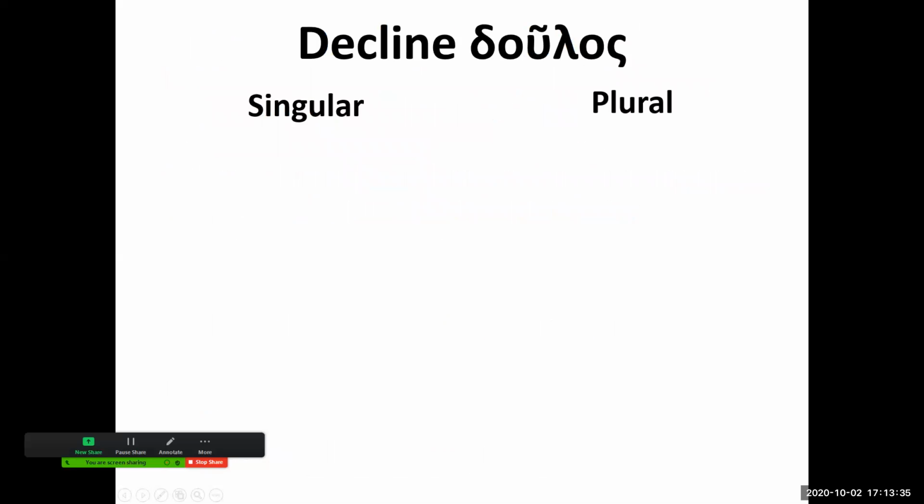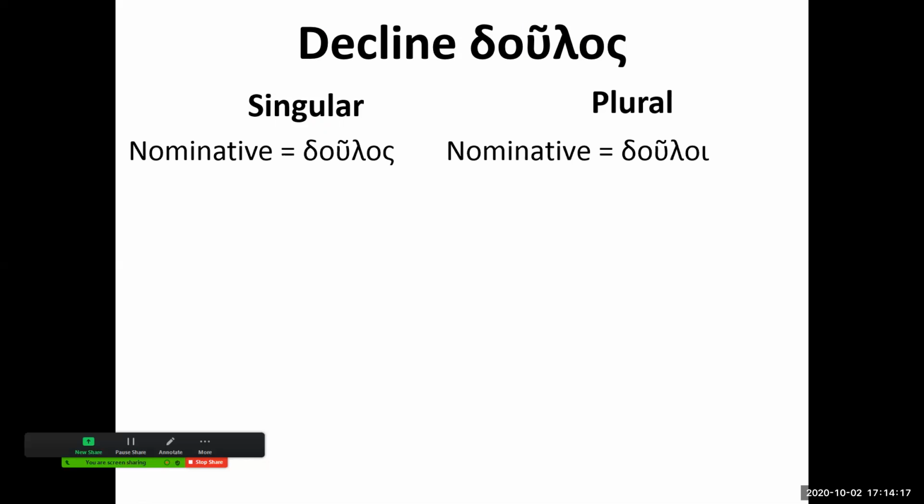Now we are able to decline nouns. Now that we have learned the five cases, the nominative, the vocative, the accusative, the genitive, and the dative, we are able to do what we call decline a noun. We need to be able to do this because we need to be able to understand simple sentences. And we need the singular and the plural. So if I ask you to decline the word doulos, slave, in Greek, here's what you will do. You give the nominative case, singular and plural, doulos, douloi.